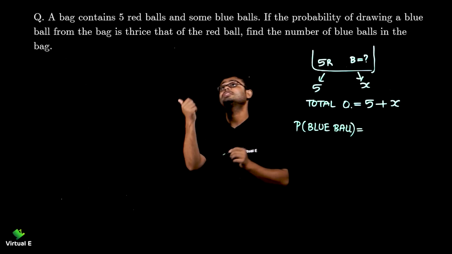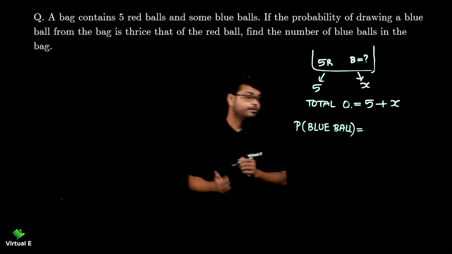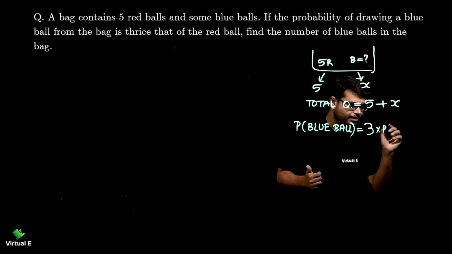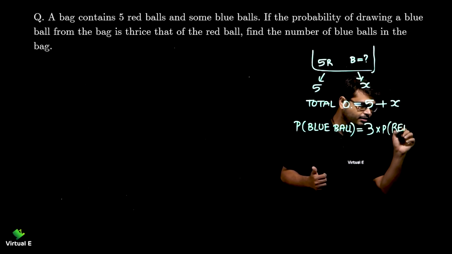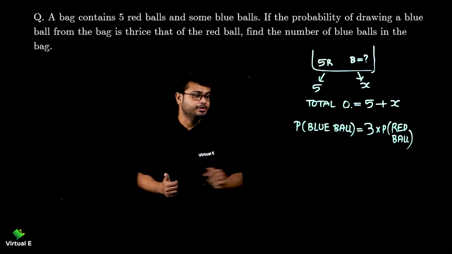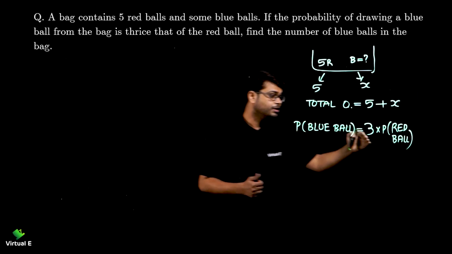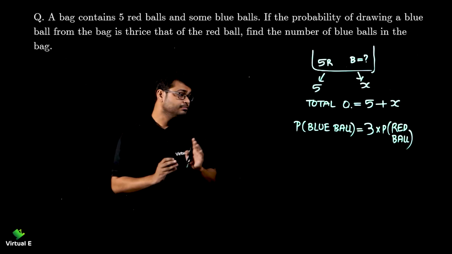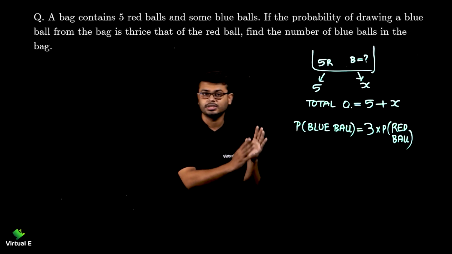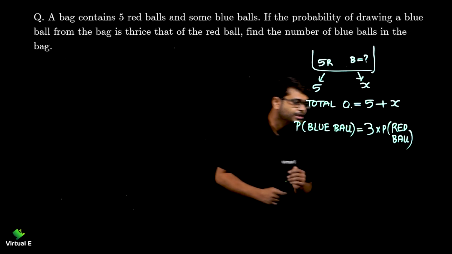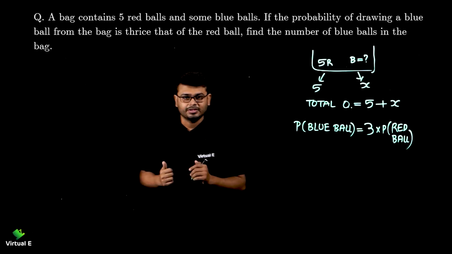Now, one more condition is given: the probability of blue ball is thrice the probability of red ball. Thrice means multiply by 3. So the condition given is that probability of blue ball is equal to 3 times probability of red ball. Before we use this condition, we need the probability of blue ball and probability of red ball.